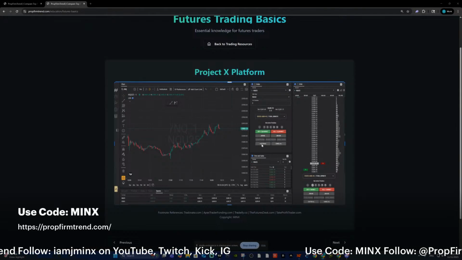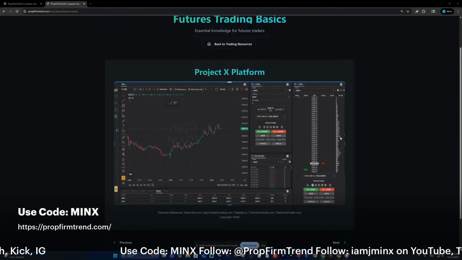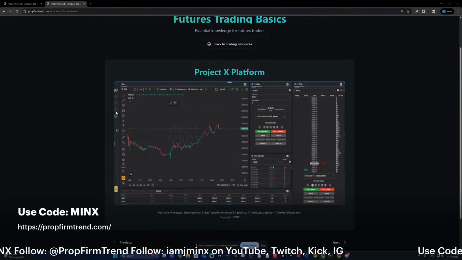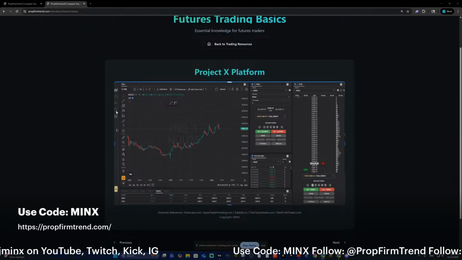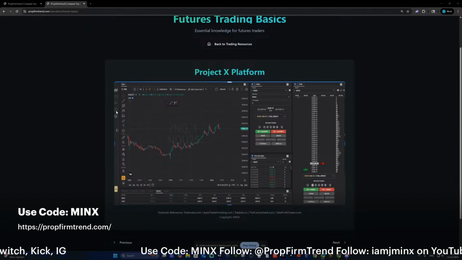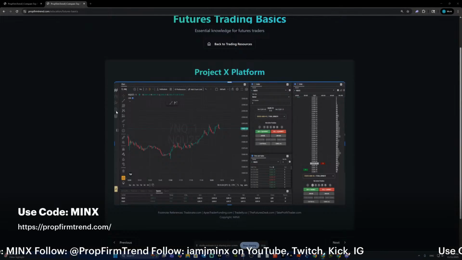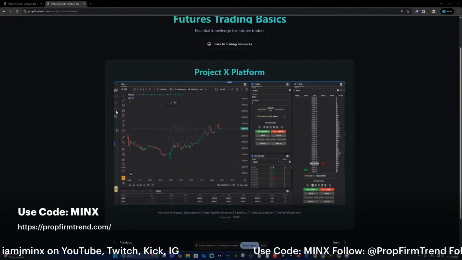You can flatten them all. You can also change the number of contracts up here, things like that. Fairly simple, easy to explain. Also, there's a little settings button here where you can add different types of risk management to your account.